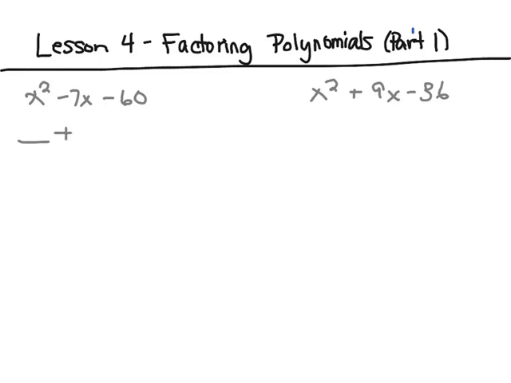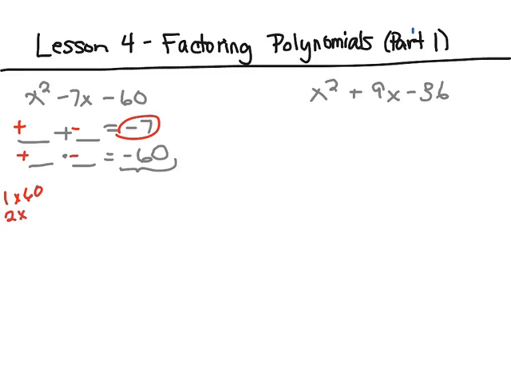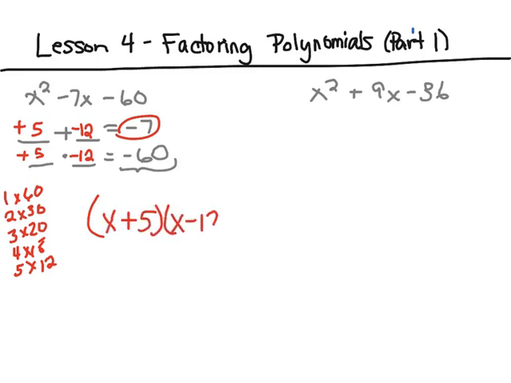For this one, we have two numbers that add up to negative 7 and multiply to get negative 60. Now because this number is negative, we need to have one positive and one negative. And we know that our negative number will be bigger because we end with a negative 7. So we have 1 times 60, 2 times 30, 3 times 20, 4 times 15, 5 times 12. So if you take a negative 12 and add 5, you will get negative 7. So our factored trinomial is x plus 5, x minus 12.